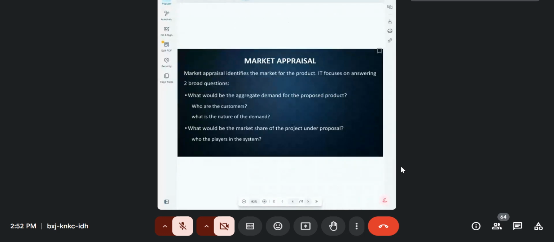Number two, what would be the market share of the project under proposal? Who are the players in the system? So here we are looking from a company point of view. If we undertake this project, what percentage of the market will we hold? Is it a small percent? Is it a minority percent? Is it a majority percent? So those are some of the key elements that need to be addressed. The demand and the share.